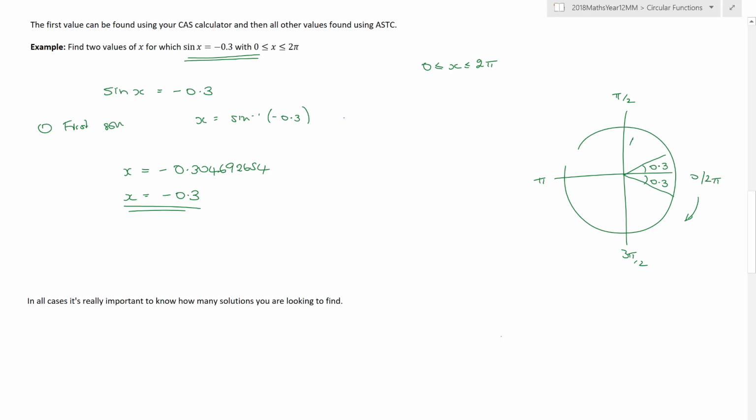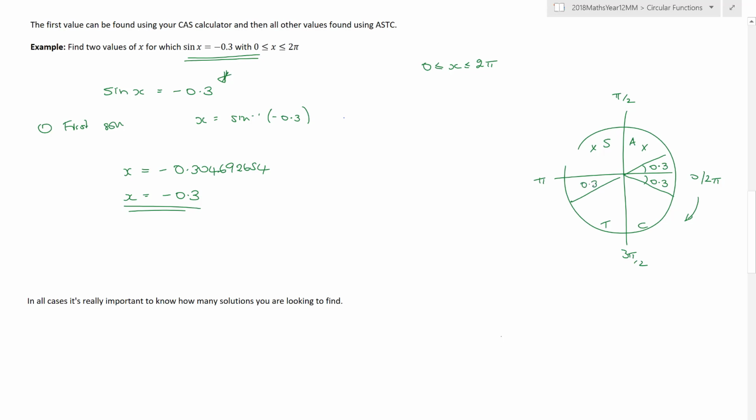So we're looking for all stations to Canberra. What are we looking for? We're looking for sine to be negative. Again, so this is the trick. We're looking for sine to be negative. Well, it can't be in quadrant one because that's where all values are positive. It can't be in quadrant two because that's where sine values are positive. So I now know it has to be here.